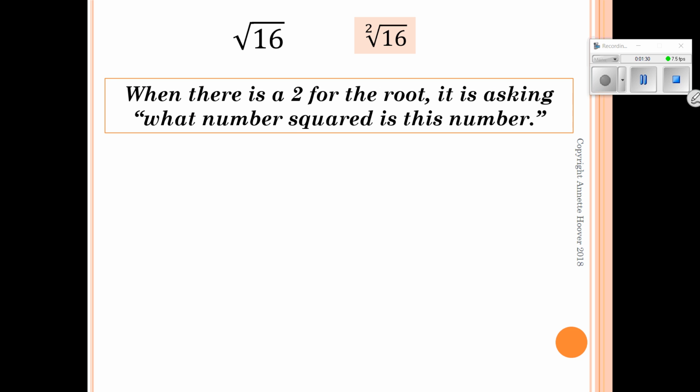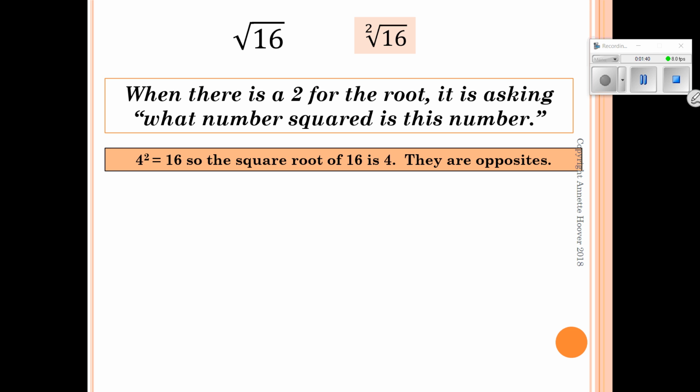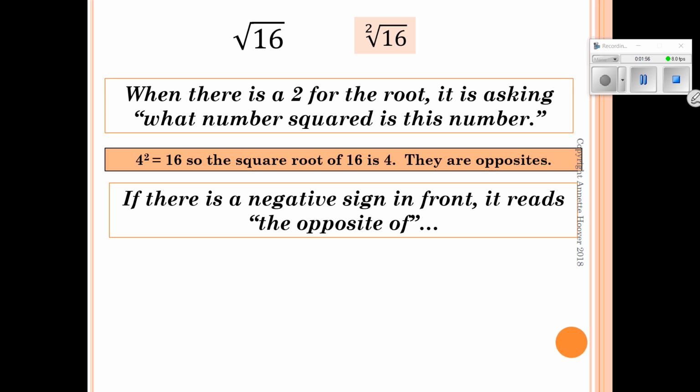So we can just see that these are opposites. The square root of 16 is asking what number multiplies times itself to get 16. And that, of course, would be 4. There's that understood 2. So even though there's no 2 written right here, when there's no number written there, it's an understood 2, which means the square root of a number. What number multiplies times itself? So these are opposites, squaring and square rooting.